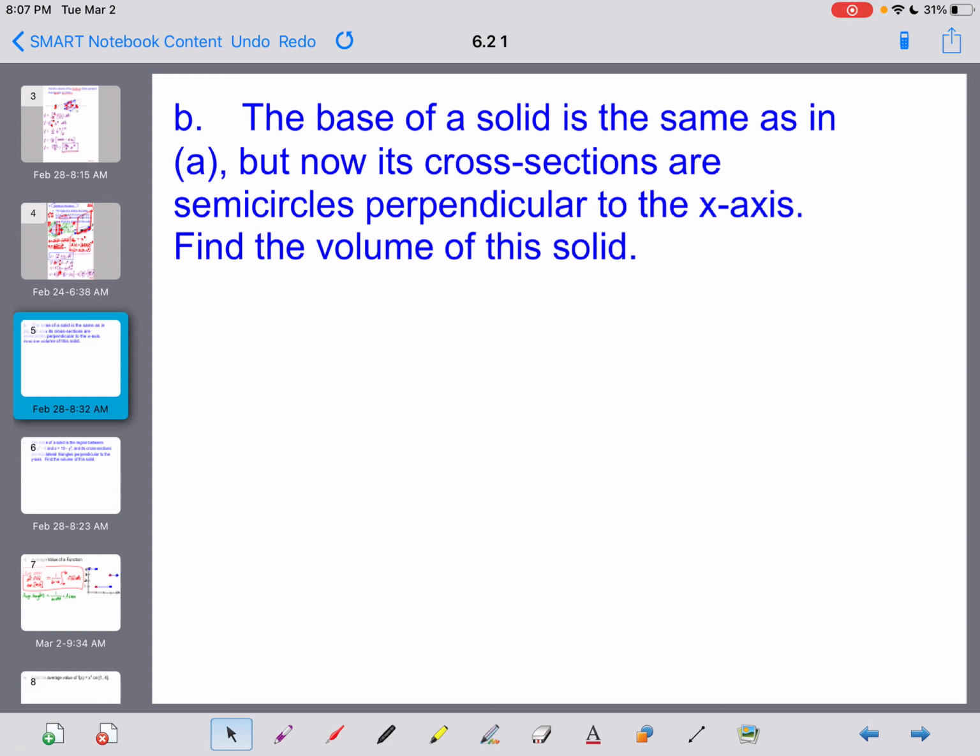So imagine we poured a concrete foundation, we built something out of wood, and eventually it burned down. But the concrete is still there. So now we've got the same foundation, the same footprint, but we're going to build something a little bit different. Now, its cross-sections are semicircles, perpendicular to the x-axis. And we're going to find the volume of this solid.